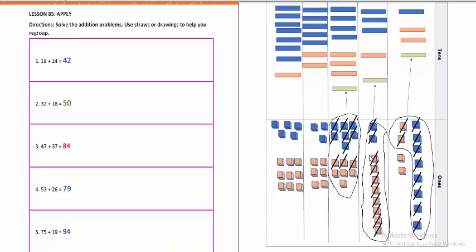How many ones? 0. And how many tens? 1, 2, 3, 4, 5 tens. 0 ones and 5 tens. This is 50. So we have to write 50 on the other page.